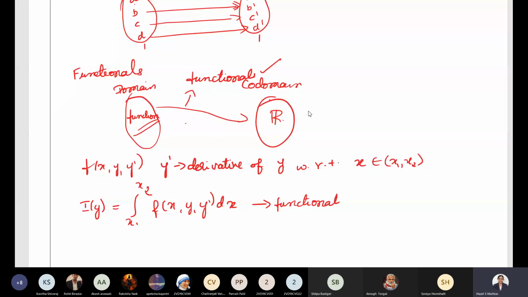This functional can also be written in terms of the integral from x1 to x2 of f of x comma y dash dx. This is your understanding of what we mean by a functional, and a functional is given by this definite integral.